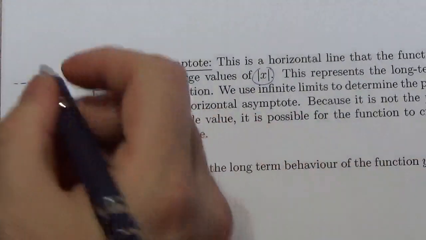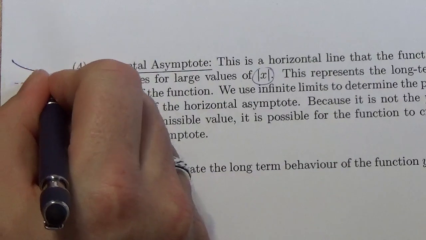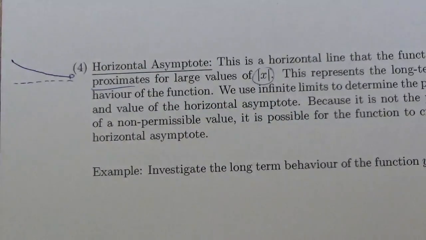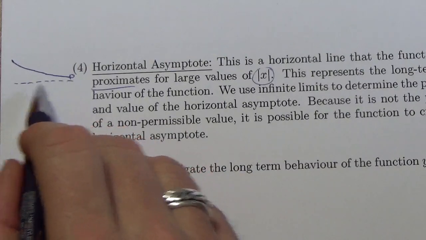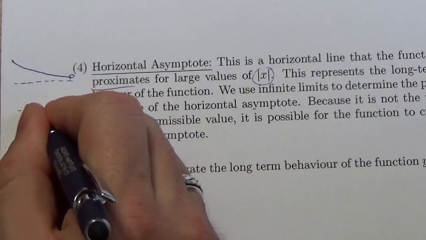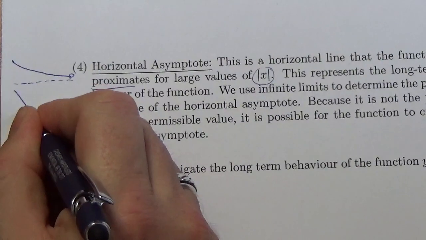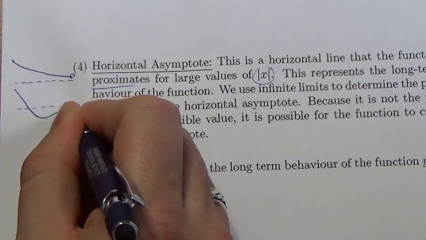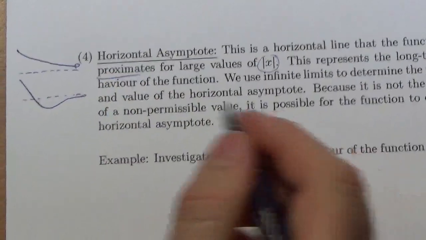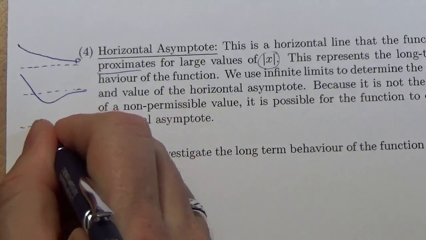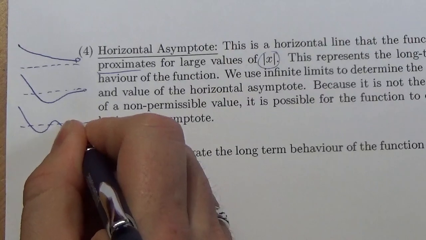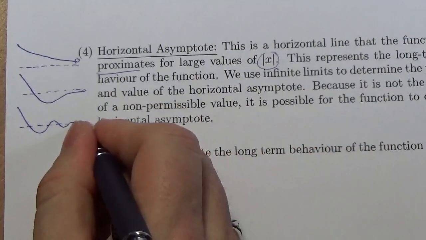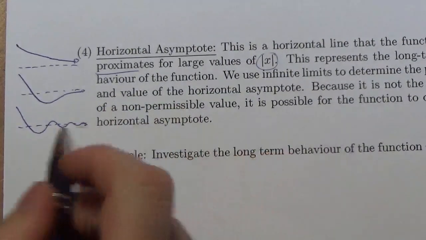Here's a horizontal line. I could have an asymptote that does that, where as x gets larger, it just approaches that line. But it could also do this very easily. It could cut right through it and then come back up and then swoop down like that. In fact, it could also do this. It could actually bounce back and forth across it like that. In fact, it could cross it an infinite number of times.